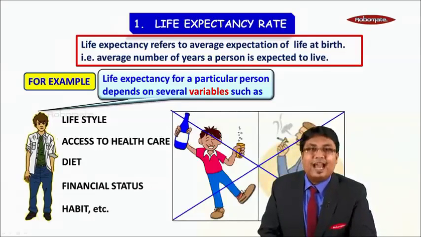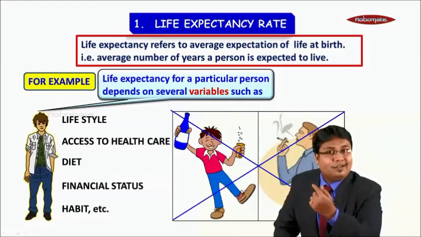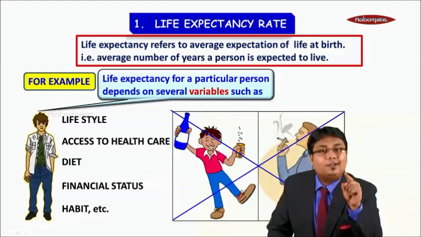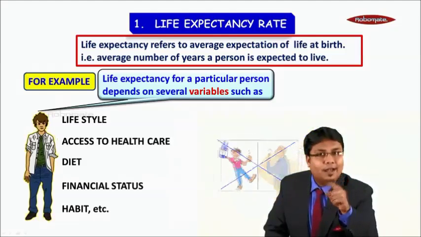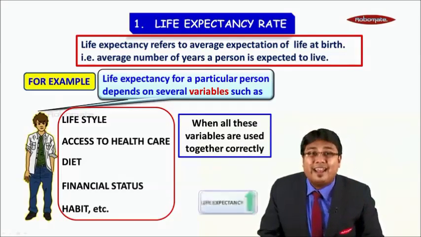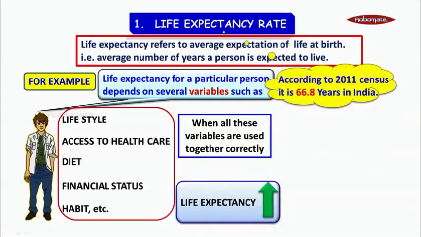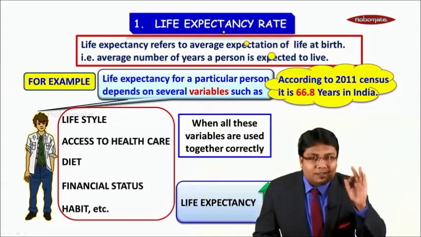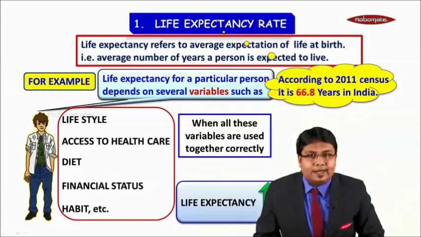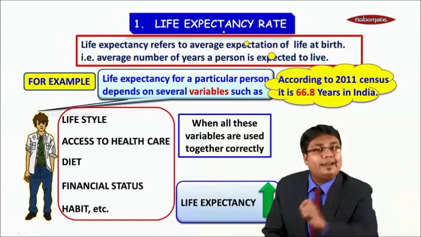And the last one is habits. Do not get influenced towards bad habits, students. Stop these wrong habits. And you know what? When all these factors are used together correctly, your life expectancy has to improve. And according to the 2011 census, life expectancy was 66.8 years in India, students. Please remember this. It was 66.8 years.